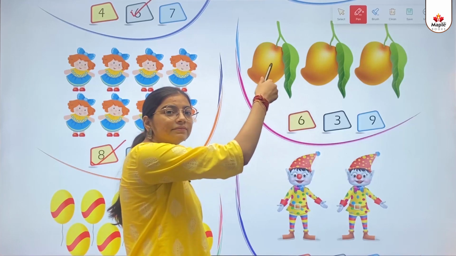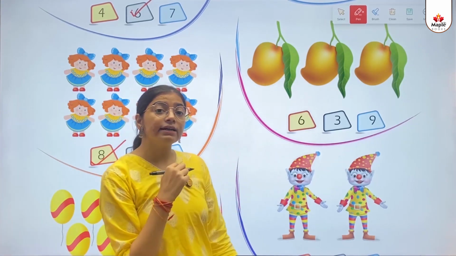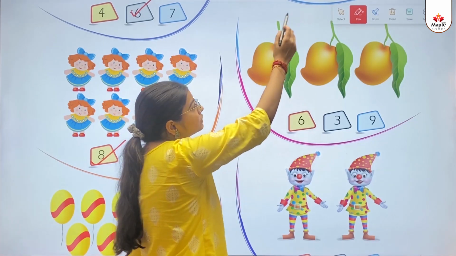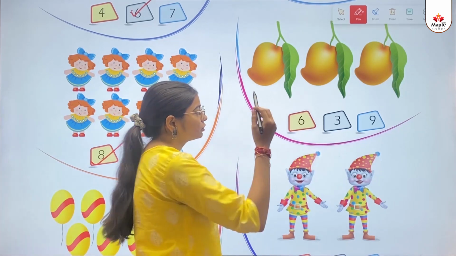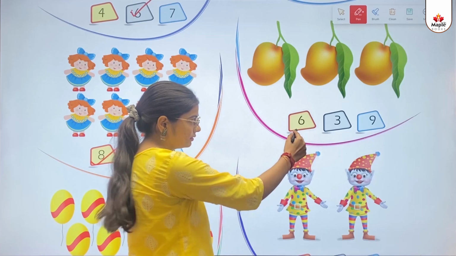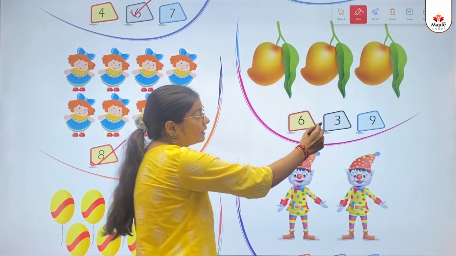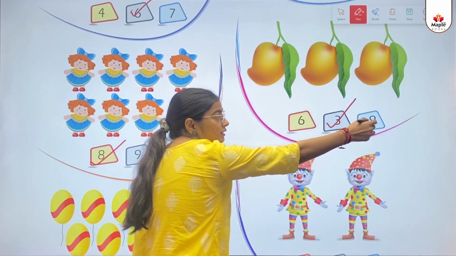What is this? These are mangoes. How many mangoes are there? There are 1, 2, 3. There are 3 mangoes. So we will tick on 3. Now where is 3? Is this 3? No. This is 6. Is this 3? Yes. This is 3. What is this number called?